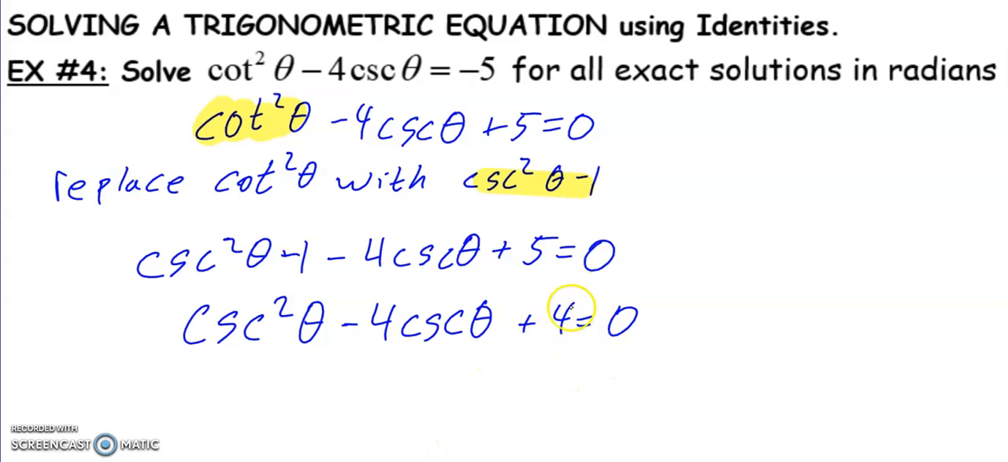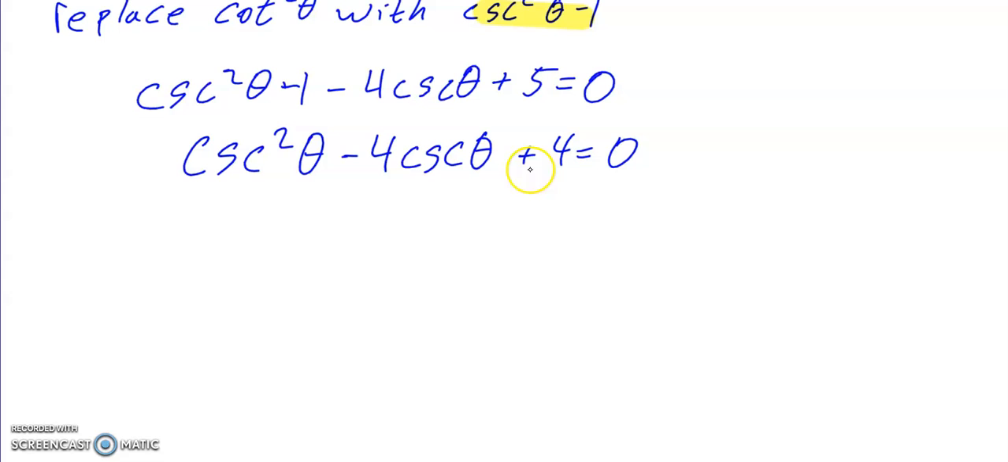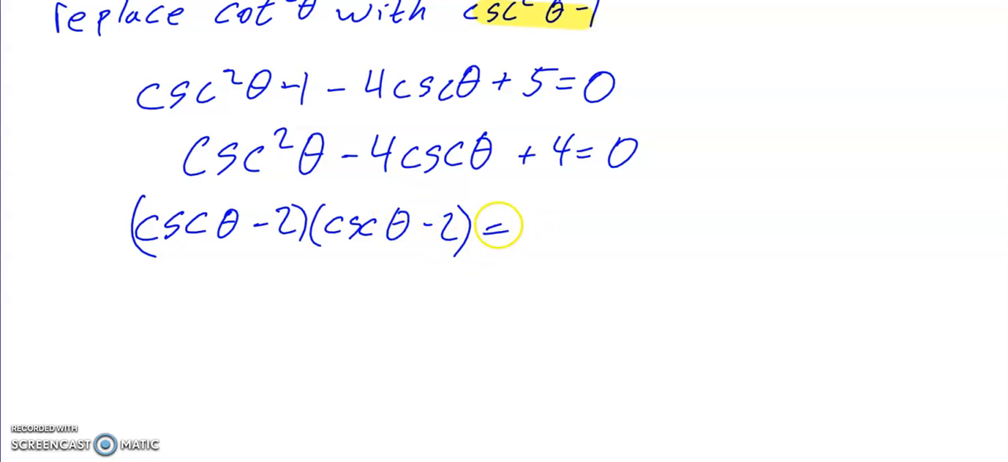Can I factor this? Are there any factors of 4 that add to -4? Yeah, -2 and -2. So we can factor it to say cosecant theta, that's my x, minus 2, cosecant theta minus 2, and that equals 0. If you're not seeing the factoring, how I treated it was like this. I said, what two numbers multiply to give me +4 that add to give me -4?